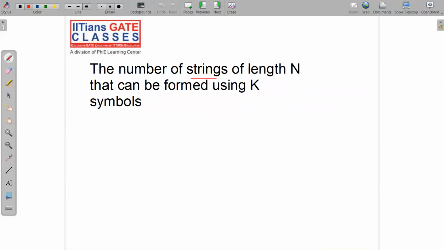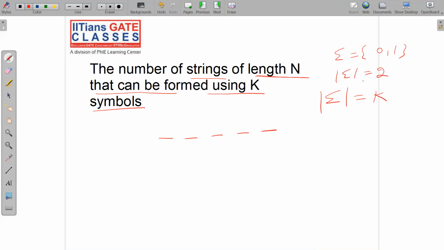So the question is: the number of substrings of length n that can be formed using k symbols. Please read the question carefully. Length is fixed, that is n. Now we are using k symbols, so the length of sigma is given to you as k. If sigma is, say, 0, 1, then the length of sigma will be 2. So the length of sigma is k here, fixed.